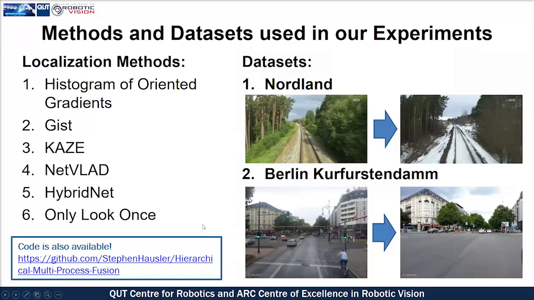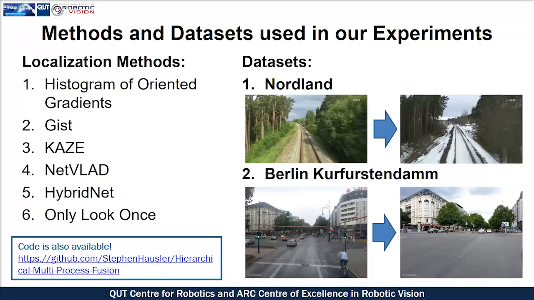We use a number of different localization methods to test our approach. We use HOG and GIST, so histogram of oriented gradients, and GIST, which are global image descriptor algorithms which generate a feature vector per image, where cosine distance is used to compare the vectors produced from these approaches.